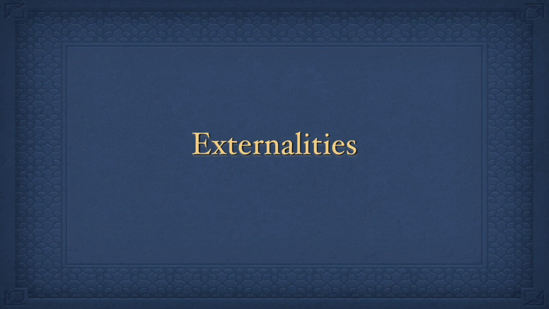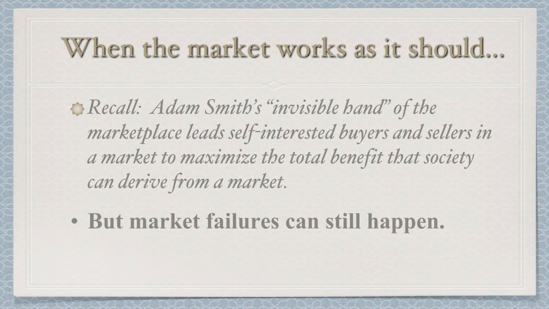So thus far in class, we've been looking at what happens when markets are fully functional. In this screen recording and in our next screen recording, we're going to look at what happens when markets fail. There are a couple of different types of market failures that we need to examine. The first is an externality.